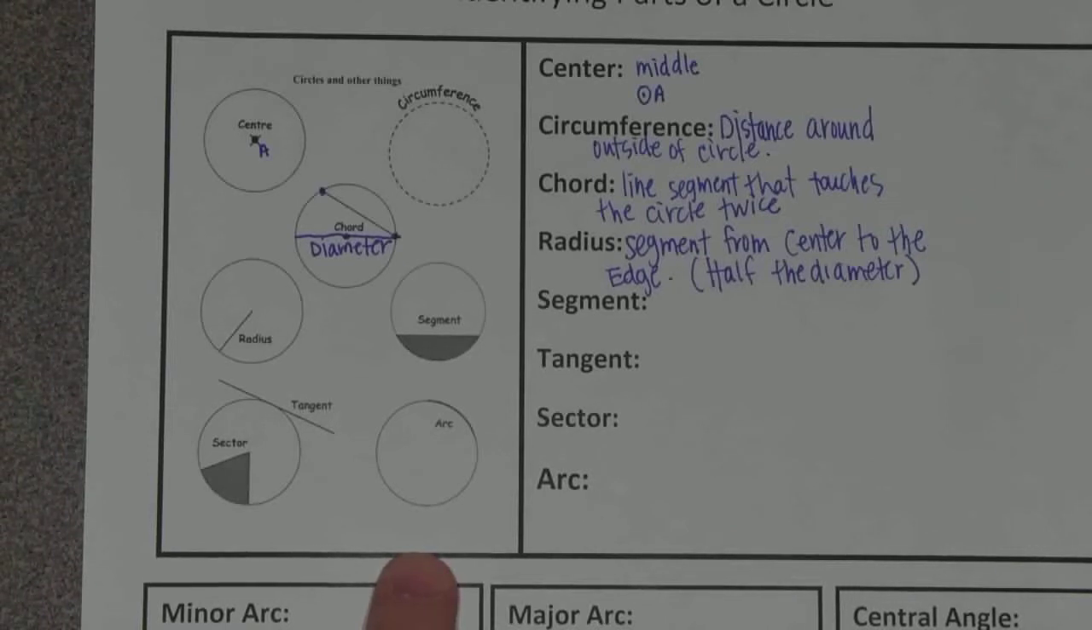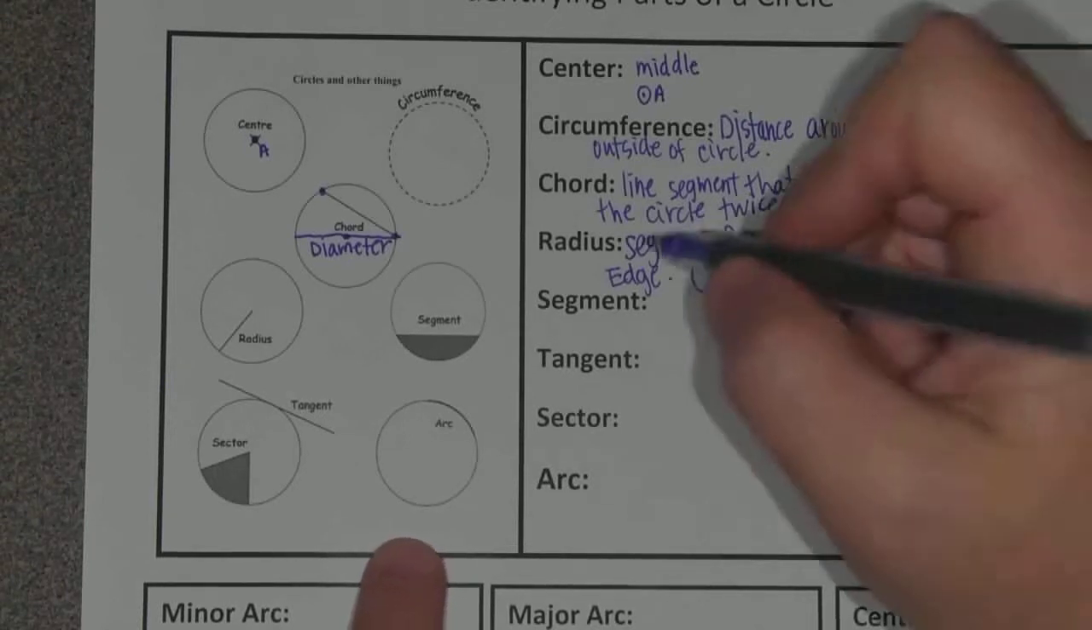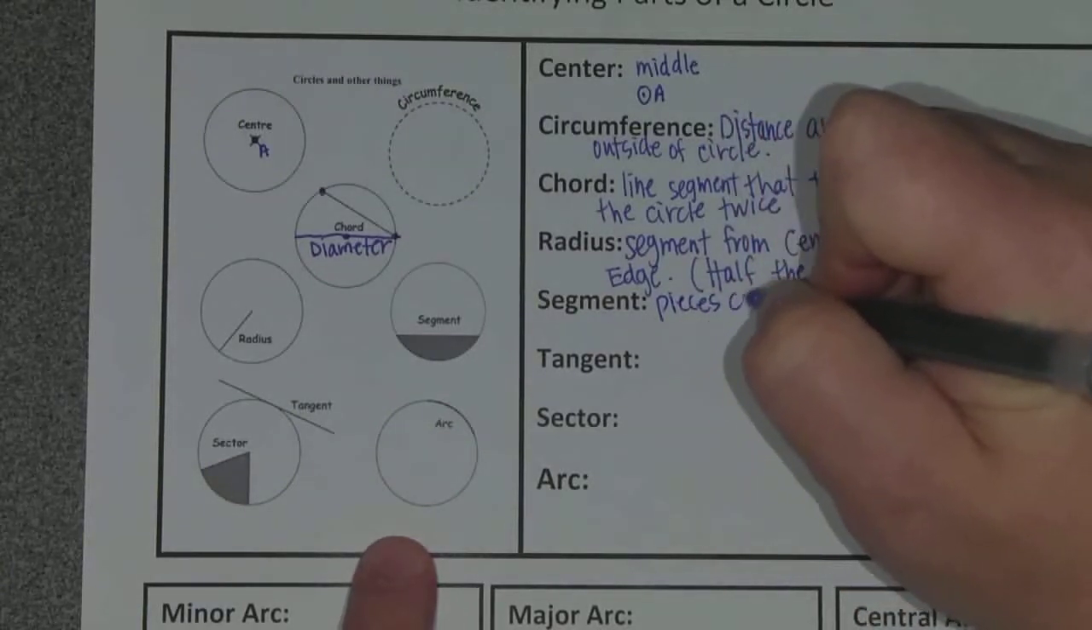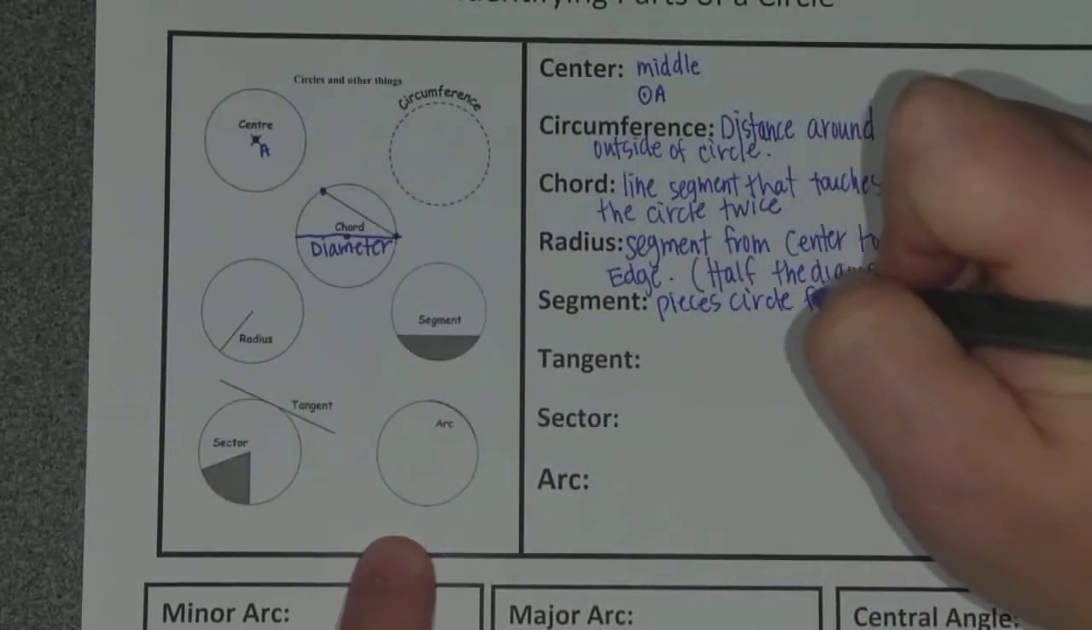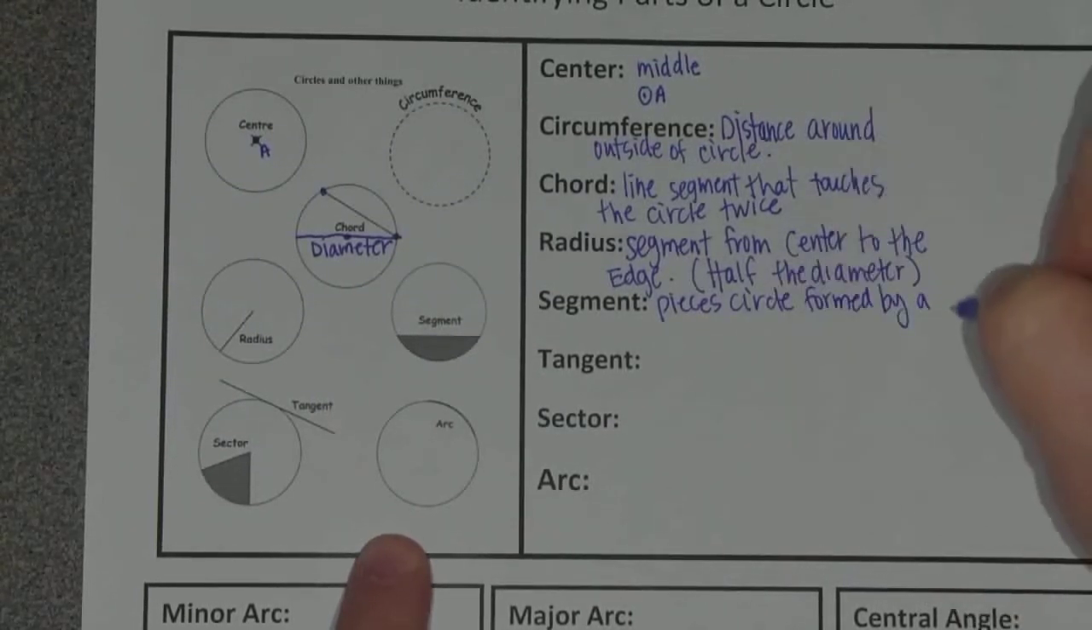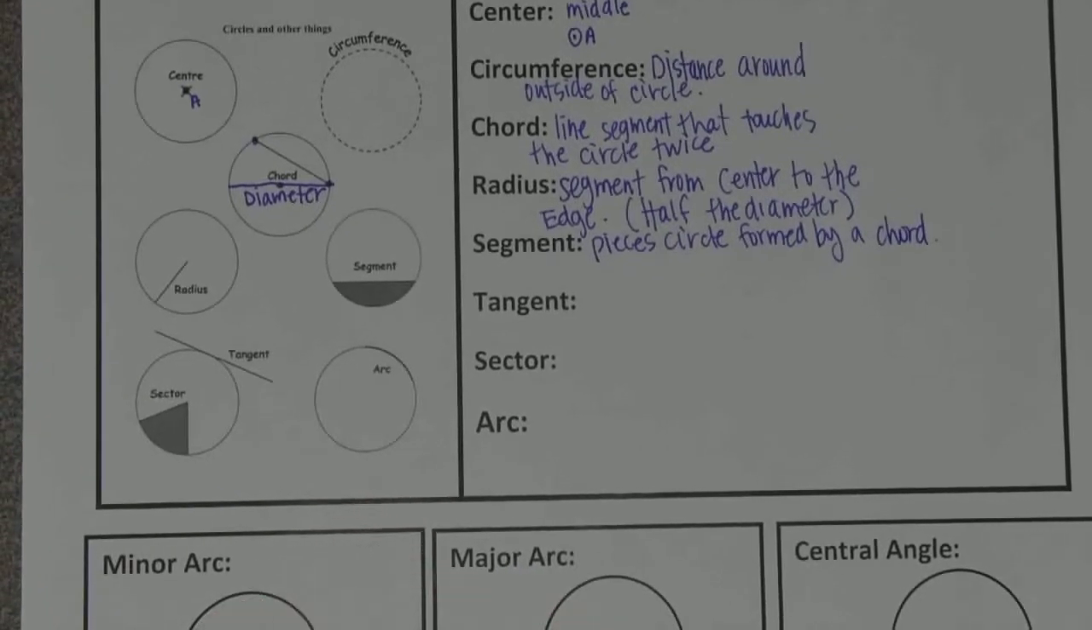Okay, so a chord breaks the circle into two segments, and the segments would be the pieces formed by the chords. We'll say pieces of circle formed by a chord. Let's say it that way. Okay? So a segment's the pieces of a circle formed by a chord.